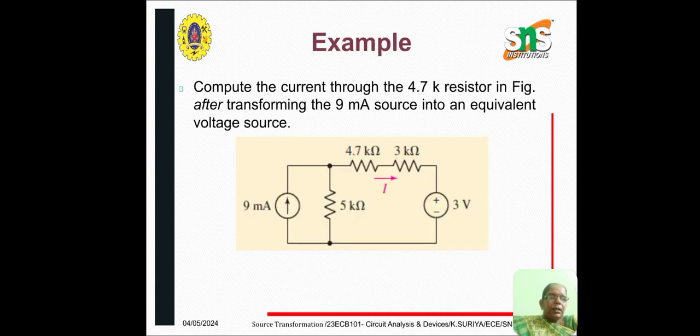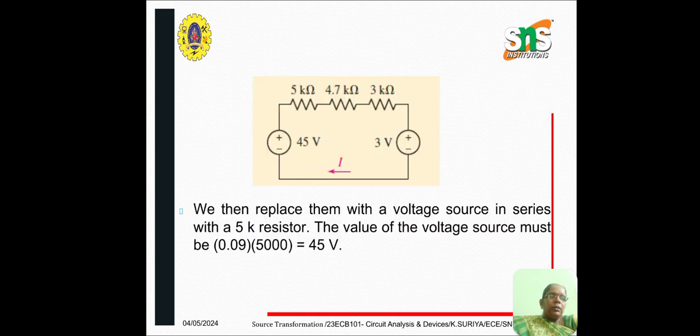Now we will see an example. In this given figure, you have to compute the current through the 4.7K resistor after transforming the 9 milliamp source into an equivalent voltage source. When we convert the current source into a voltage source, V is equal to I into R. So here 9 into 5, it is 45. So your current source is converted into a voltage source of 45 volts in series with a 5 kilo ohm resistor. It is shown here.